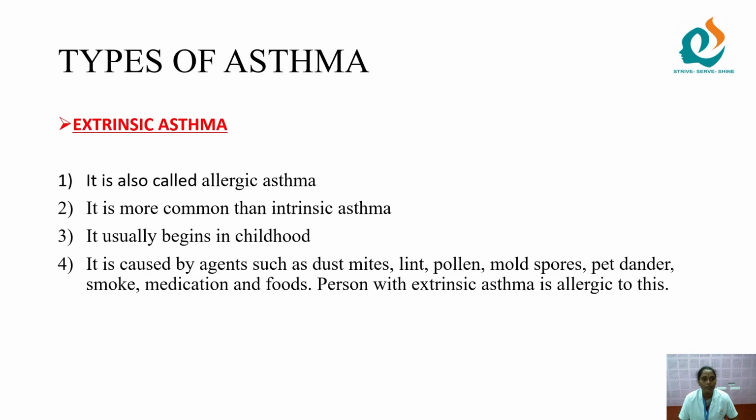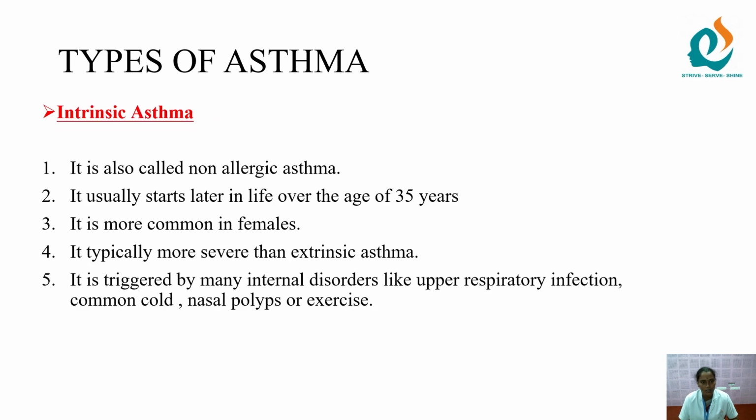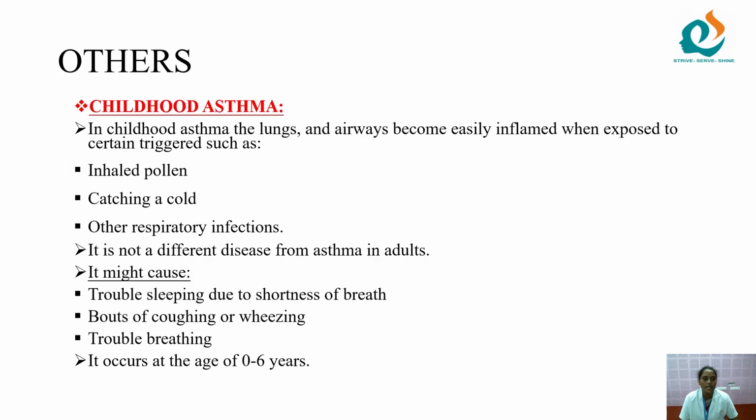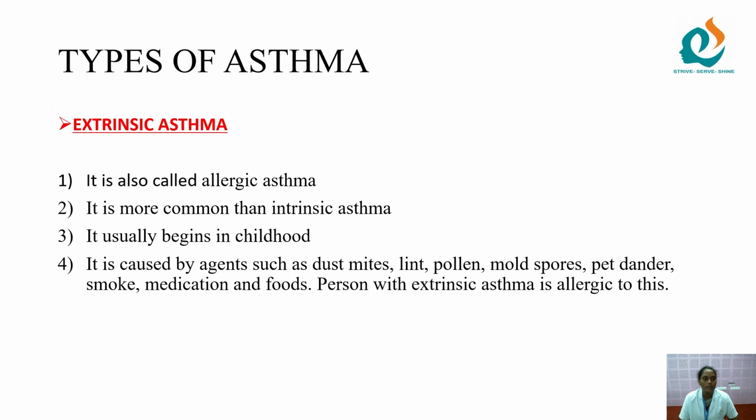Next is the types of asthma. The first one is extrinsic asthma and the second one is intrinsic asthma. Then another type is childhood asthma. First, extrinsic asthma. It is also called allergic asthma. It is more common than intrinsic asthma. It usually begins in childhood.